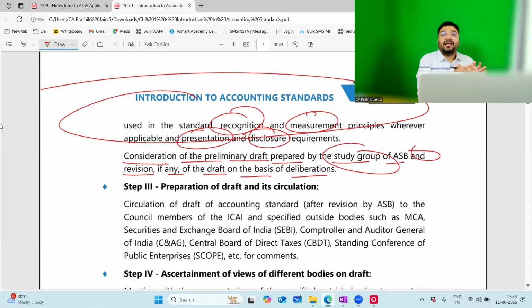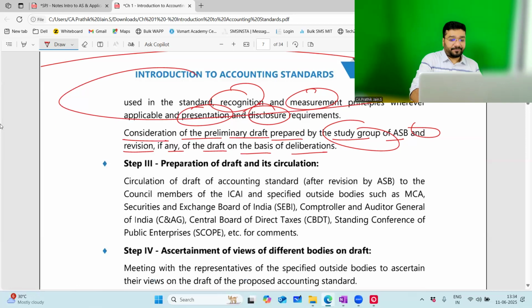And for that area, they'll form a small study group. Study group is not the kind of study group you and I do. No. That study group is a group of professional people. They sit and understand what is the scope of the standard, what is the objective of the standard, how we should recognize, how we should measure, how we should present, how we should disclose it. Everything is given proper information. So they type everything. And this is given to whom? Accounting Standard Board. Now, Accounting Standard Board will consider all of them and prepare a document called preliminary draft.